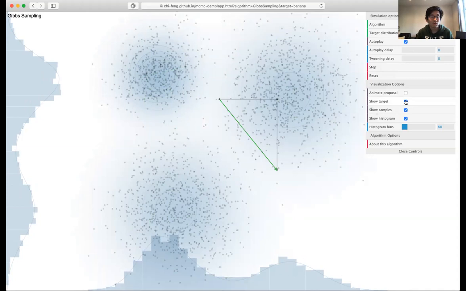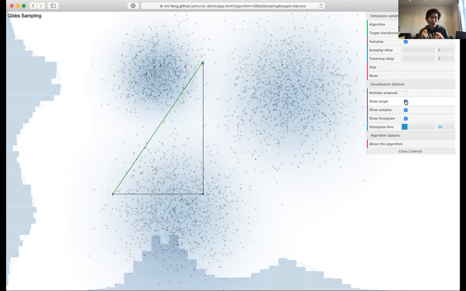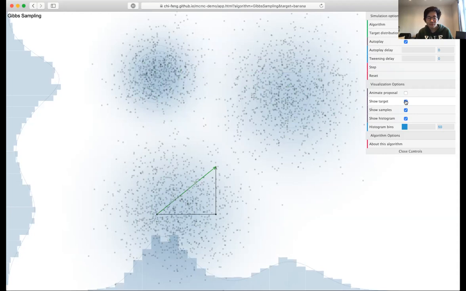So Gibbs sampling seems like a really crude way of getting at the joint distribution, but actually it works pretty well. Okay, anyone have any questions about, okay, let me slow this down. Anyone have any questions about this demonstration?